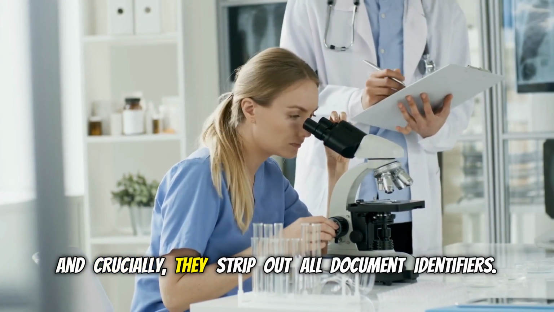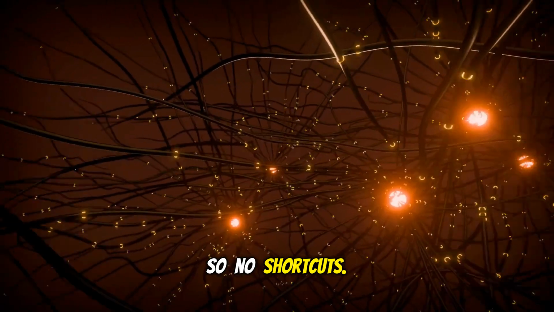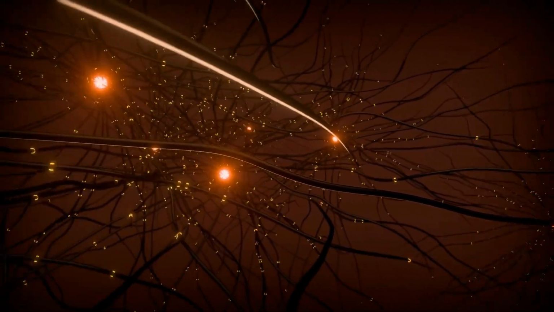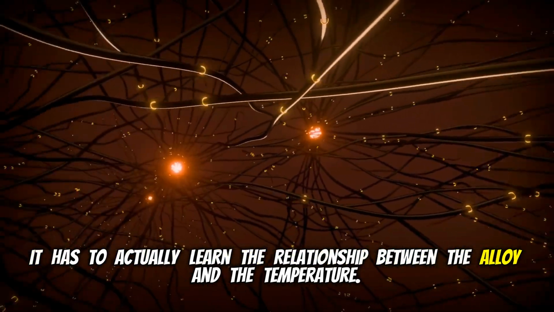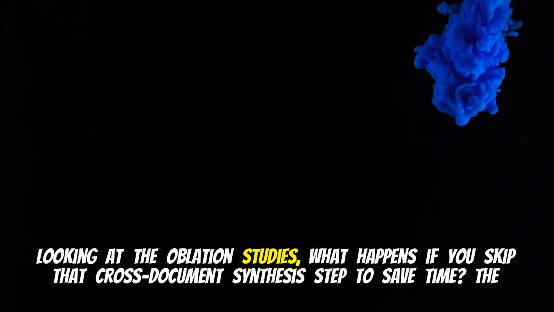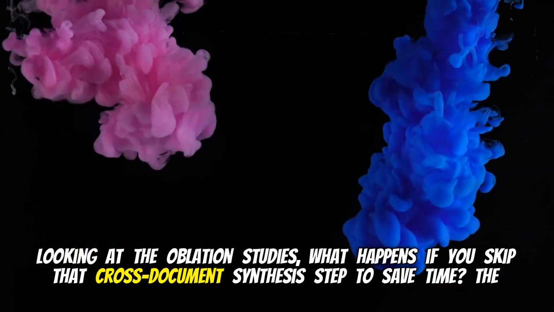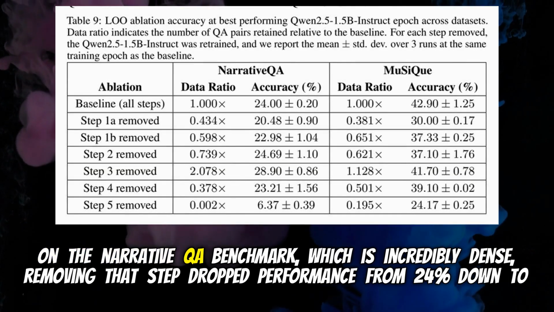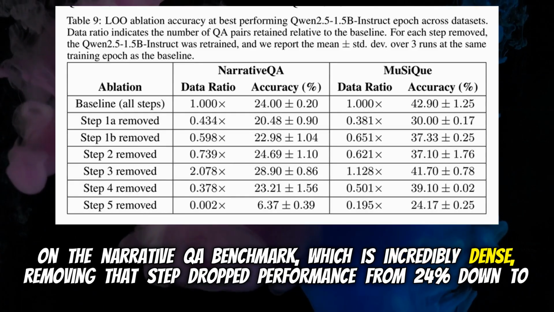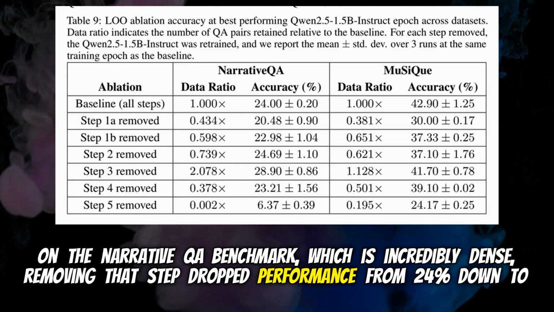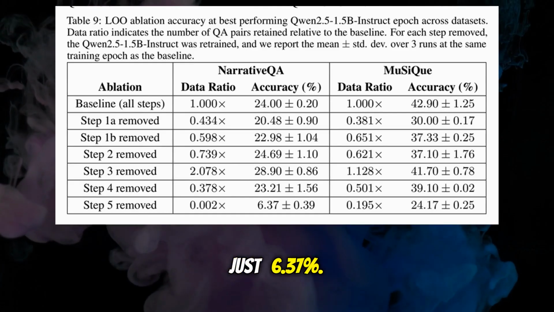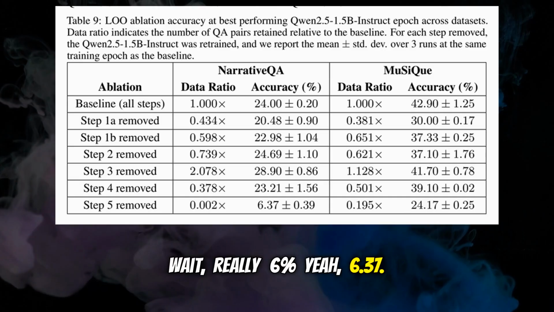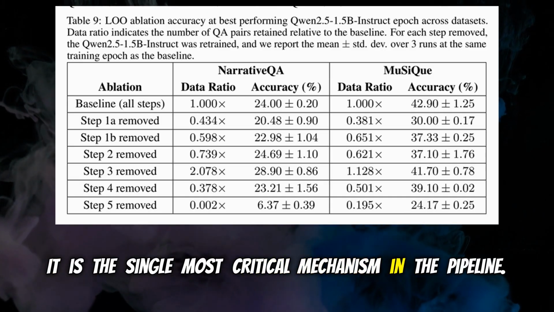Yeah, and crucially, they strip out all document identifiers. So no shortcuts. Right, the memory model can't just memorize that the answer is in document ID 405. It has to actually learn the relationship between the alloy and the temperature. Looking at the ablation studies, what happens if you skip that cross-document synthesis step to save time? The accuracy just collapses. On the narrative QA benchmark, which is incredibly dense, removing that step dropped performance from 24% down to just 6.37%. Wow. Wait, really 6%? Yeah, 6.37. It is the single most critical mechanism in the pipeline.